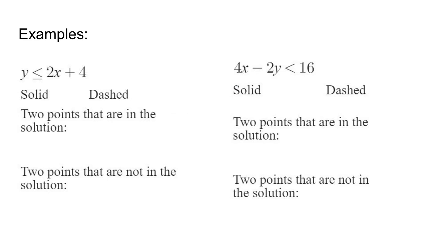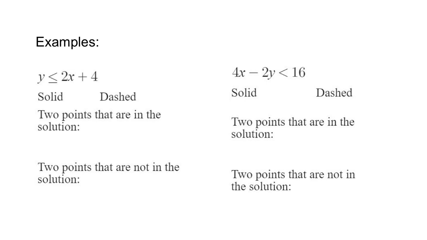Now, before you even graph this in Desmos, you should be able to look at that inequality that's given to you and be able to tell immediately what type of line you're going to have, whether you're going to have a solid line or a dashed line, simply from the symbol that's used. So like this one says y is less than or equal to 2x plus 4. Because we have an equal to bar with our less than symbol, we automatically know that this is going to be a dashed line. I'm sorry, solid line.